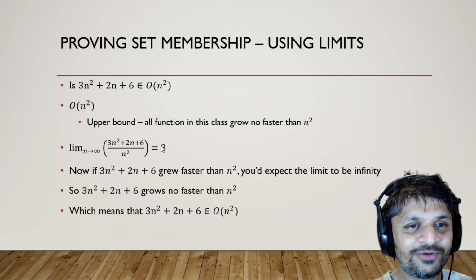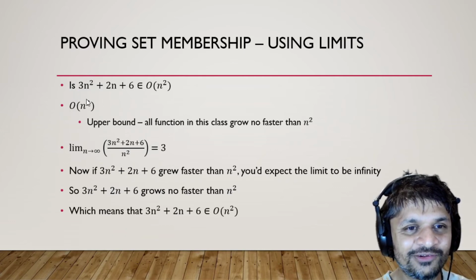Is it infinity? No, it's not. It's 3. Right? So since it's not infinity, this doesn't grow faster than this. Okay? So 3n squared plus 2n plus 6 grows no faster than n squared, which is basically our definition of big O n squared. So we can say that 3n squared plus 2n plus 6 is an element of big O n squared. Okay, does that make sense?